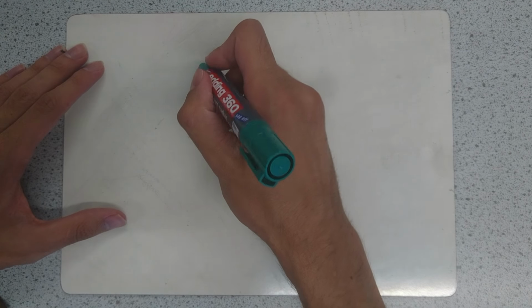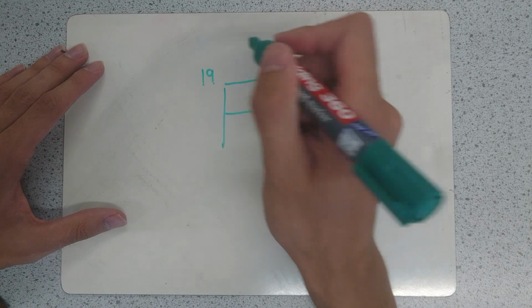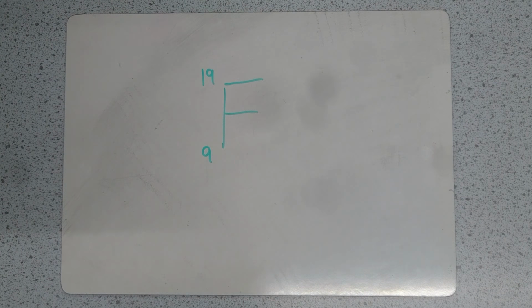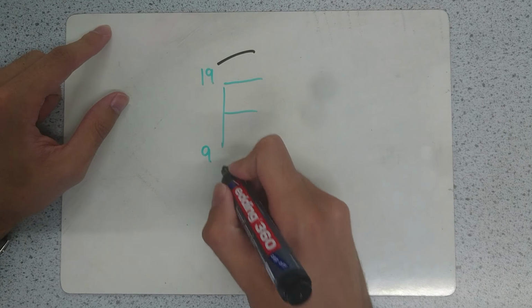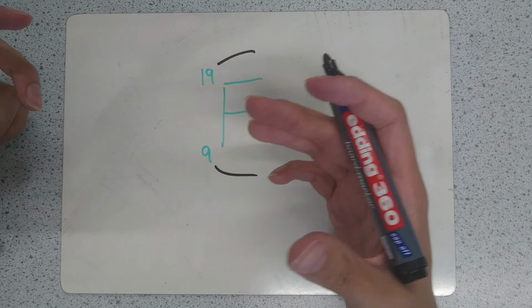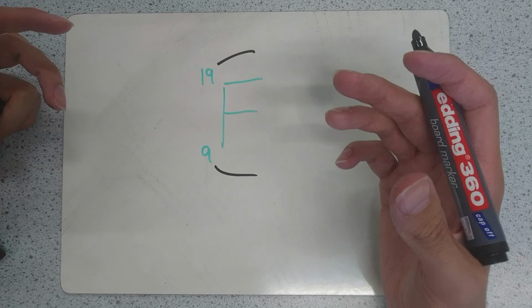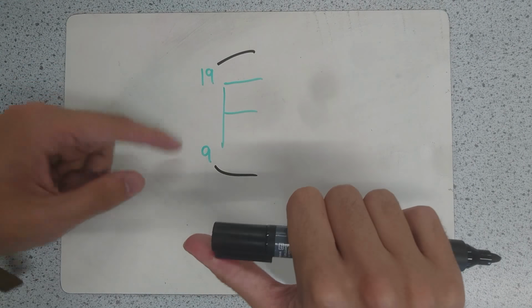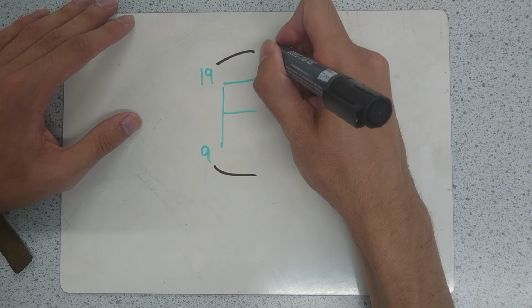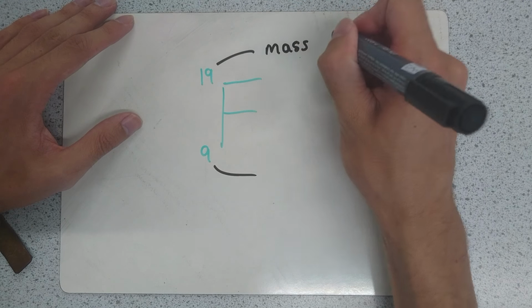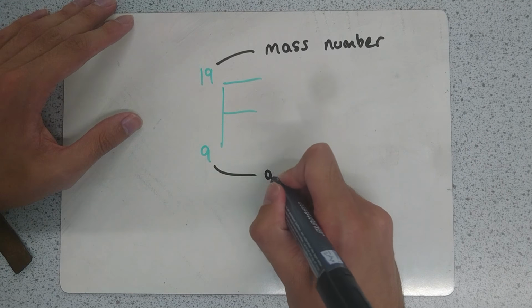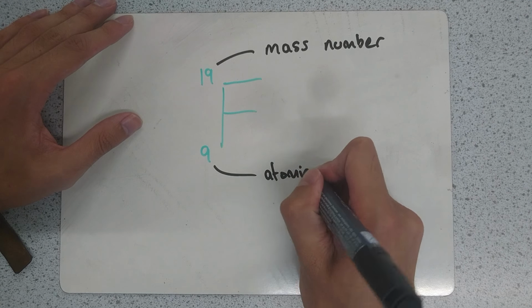So fluorine, if you've got a periodic table with you, you'll be able to see something that looks like this. Fluorine has two numbers, and you may have slightly different values for these numbers. So it might be slightly different to what I've got here. I'm using very simple versions of the numbers. This is known as the mass number up here. And down here we've got the atomic number.